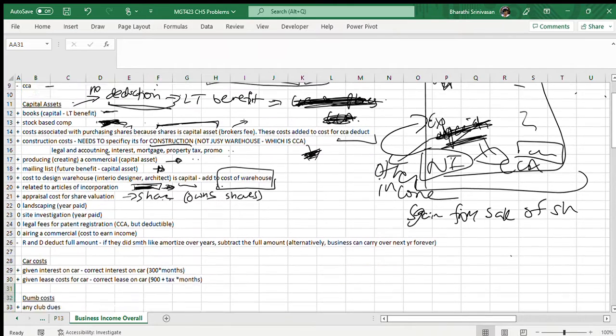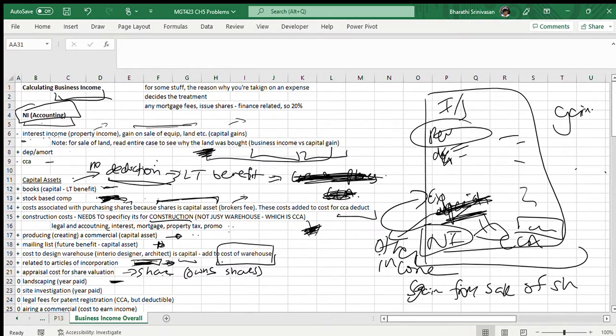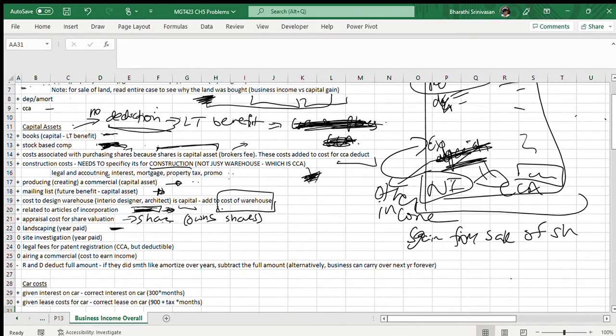A couple of things are capital assets, but you don't actually have to add them back, such as landscaping. Even though this is like CCA, for some reason the law says you don't have to add this back to income. In the year it was paid, whatever cash was paid for landscaping, or however you paid, by credit card or otherwise, you can leave as it is.